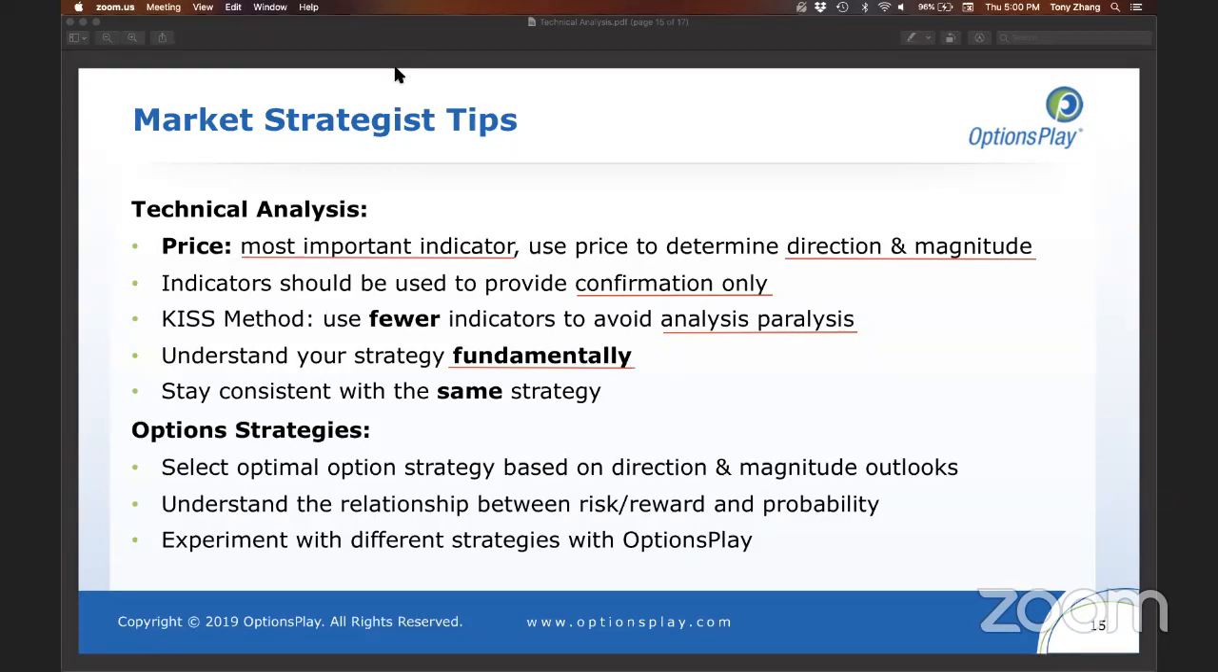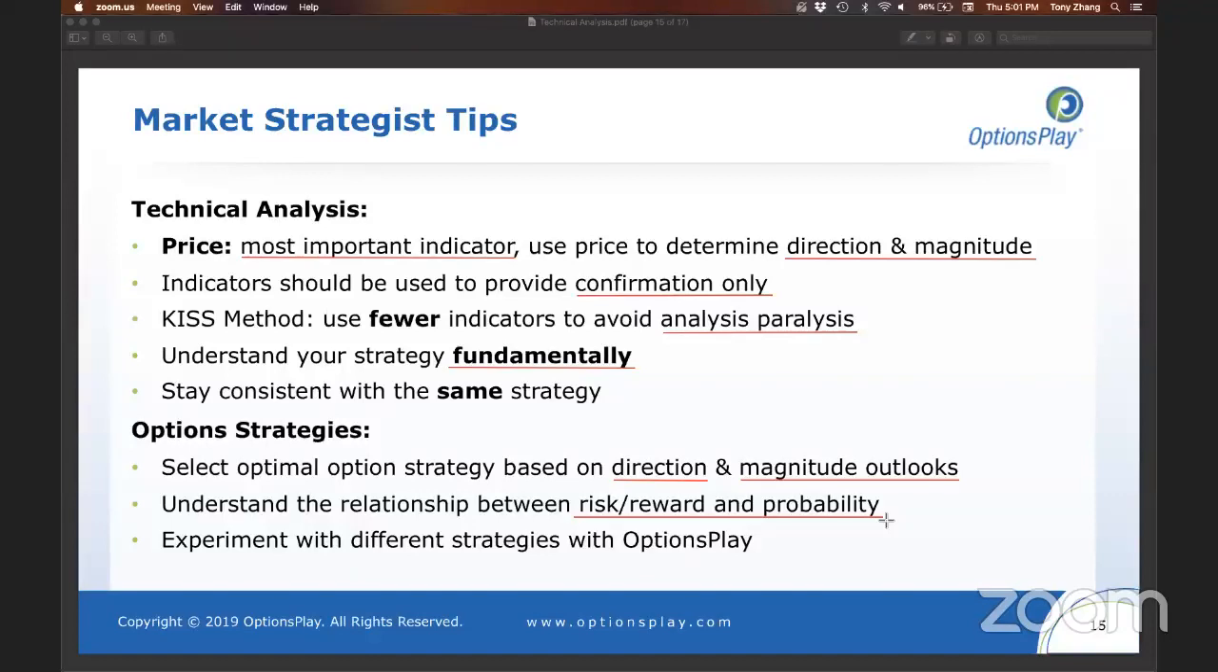So whenever you're trading options, remember, you want to make sure that you select the optimal option strategy based on whether you have a directional view and whether you have a magnitude outlook on that underlying stock or ETF. It's really important to understand the relationship between risk to reward and probability of your option strategy, because different option strategies have different probabilities. Some have very high probabilities with very poor risk to reward. Other ones have low probabilities, but very high risk to reward. So it's important to match up the probabilities to the type of technical analysis that you're doing.